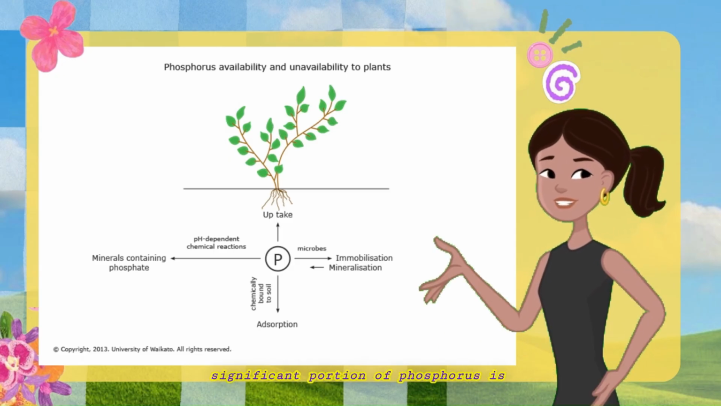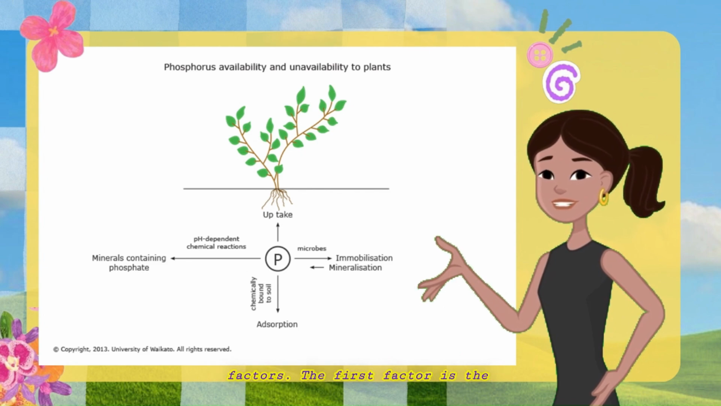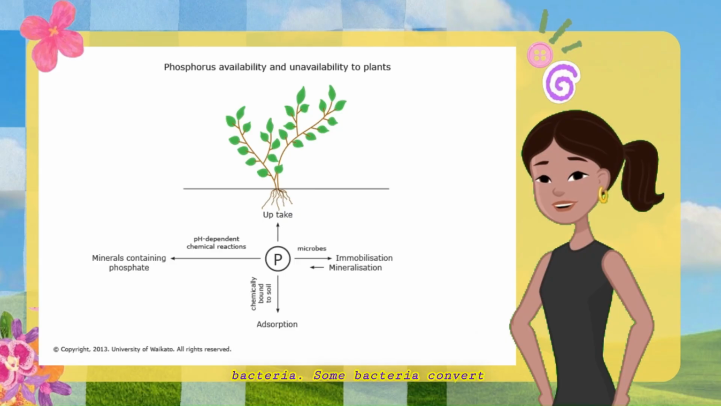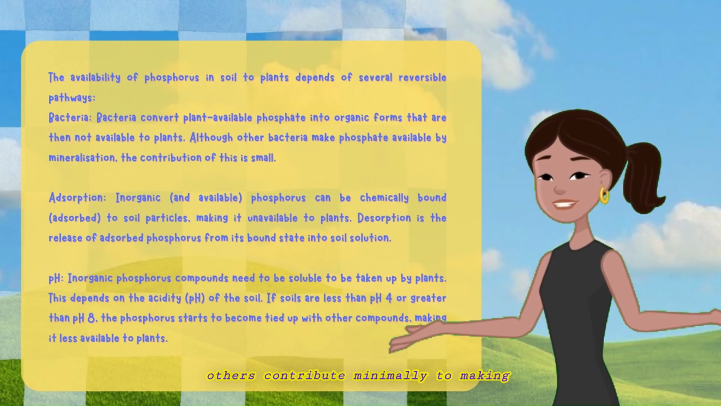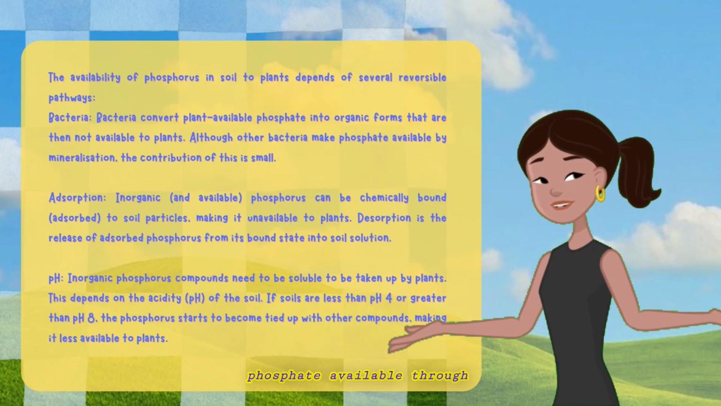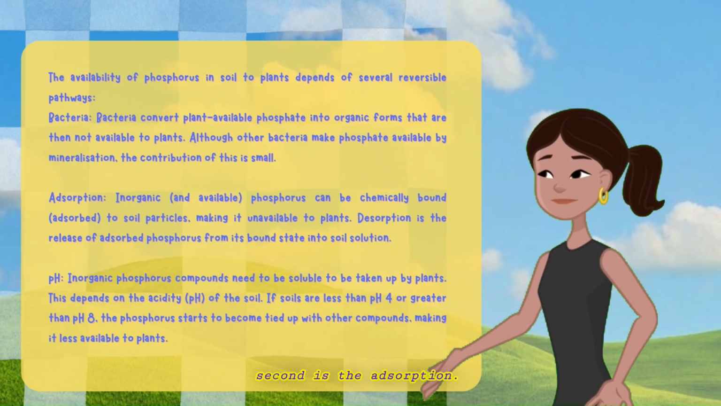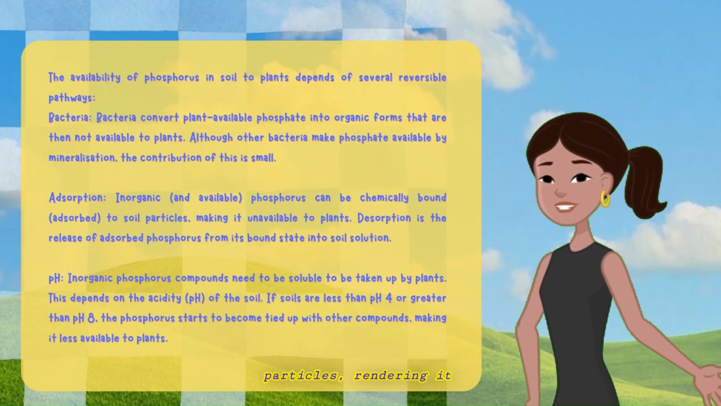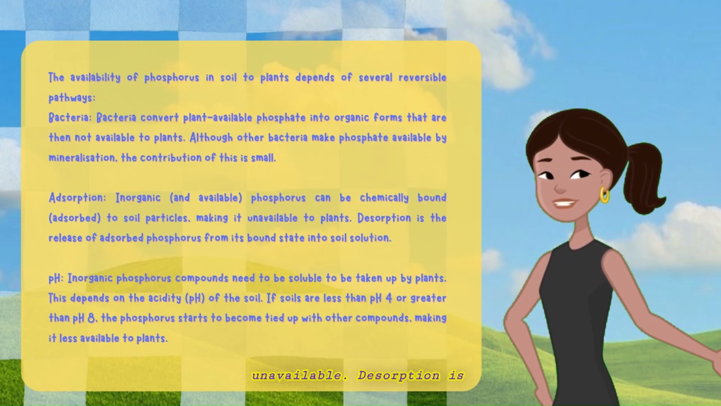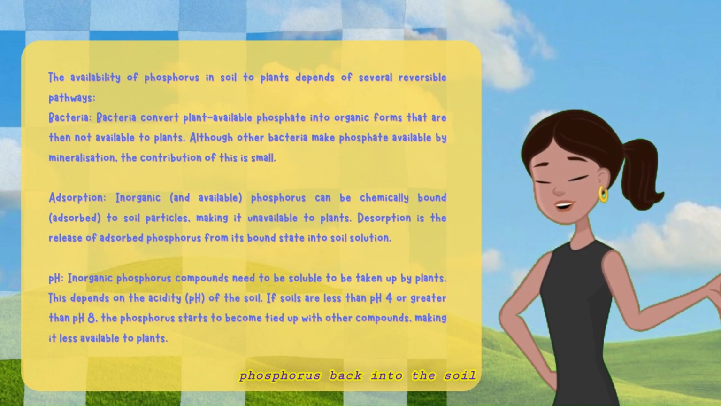In soils, a significant portion of phosphorus is also not accessible due to several factors. The first factor is the bacteria. Some bacteria convert plant-available phosphate into organic forms that plants cannot use, while others contribute minimally to making phosphate available through mineralization. And the second is adsorption. Inorganic phosphorus can bind to soil particles, rendering it unavailable. Desorption is the process that releases the bound phosphorus back into the soil solution.